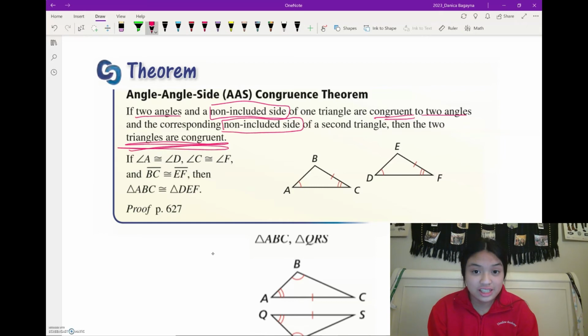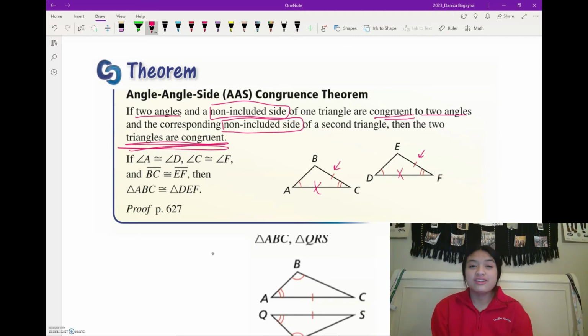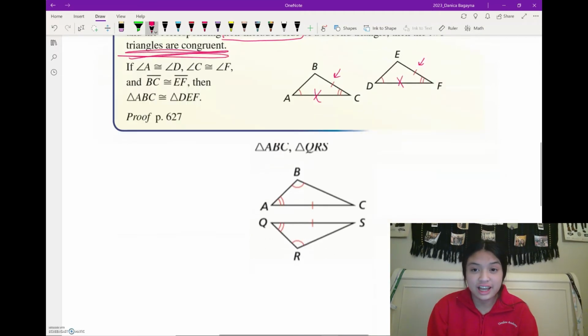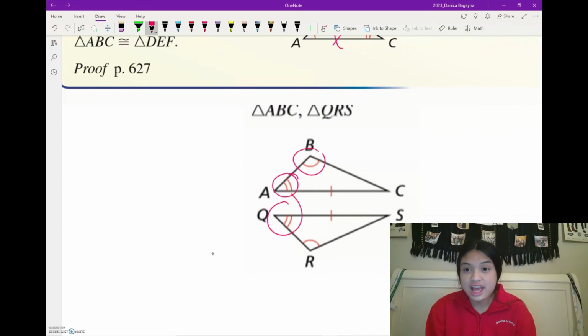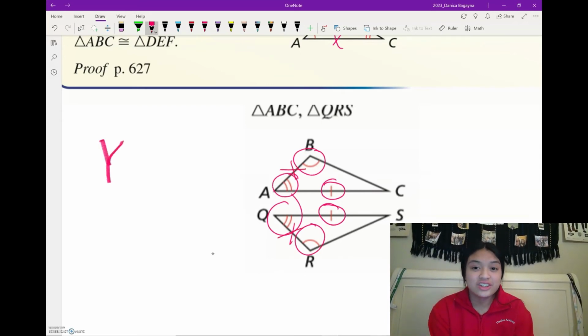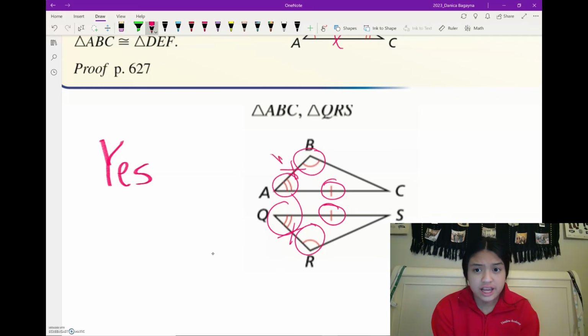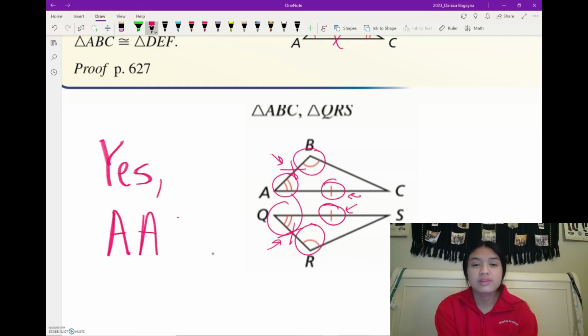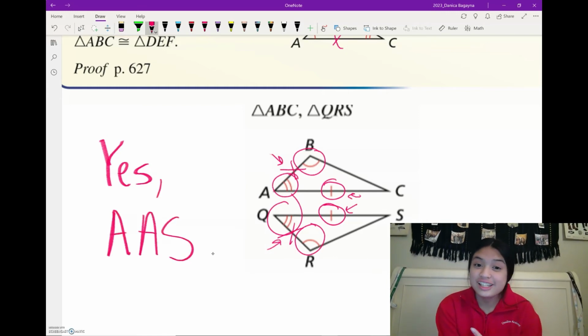This non-included side is the side that is not in between the two congruent angles given, and in this example, this angle is congruent to that angle, which is congruent to this, and these sides are both congruent to each other, so yes, these triangles are congruent. Since the sides that are congruent aren't in between the angles that are congruent, these two triangles are congruent by the AAS theorem.